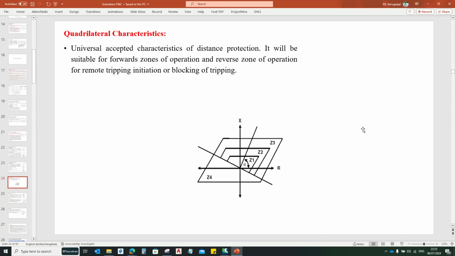Nowadays, quadrilateral characteristics are widely used. That is the universally accepted characteristic of distance protection. It is suitable for forward zones of operation as well as reverse zones of operation, for remote tripping, initiation, and blocking tripping. It means that whenever a fault happens in the forward looking zone, it will operate and trip the circuit breaker. If a fault happens in the reverse looking zone, it will send an intertrip to the remote end saying that the fault is not in the protected line, so block your tripping, and the remote end circuit breaker will not trip.